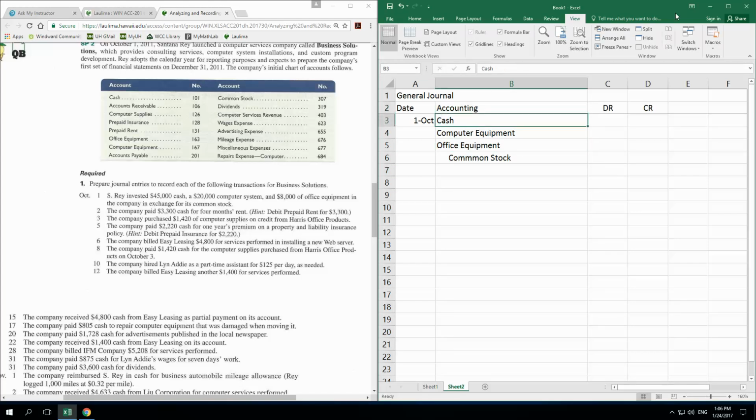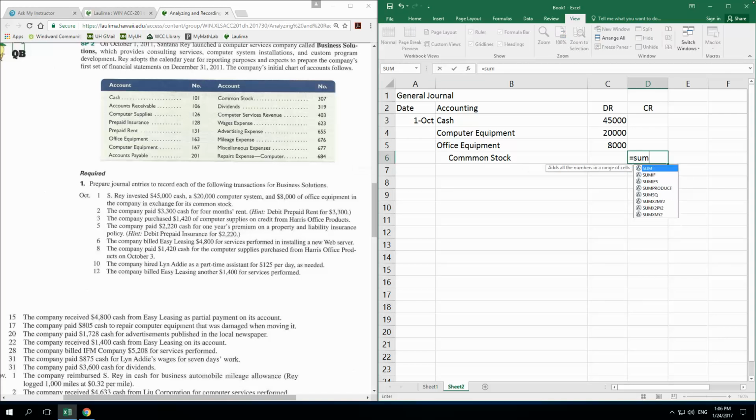Okay, so we're learning how to do some bookkeeping here. This is what bookkeepers do. They record transactions. Okay, so 45,000 will go to cash, 20,000 to the computer equipment, and 8,000 to office equipment. And then in exchange for that, right? S. Ray, okay, the individual that's putting these assets into the company is going to get common stock. So we got to show that common stock is outstanding. We credit the common stock account for the total of all of that. See how that works?